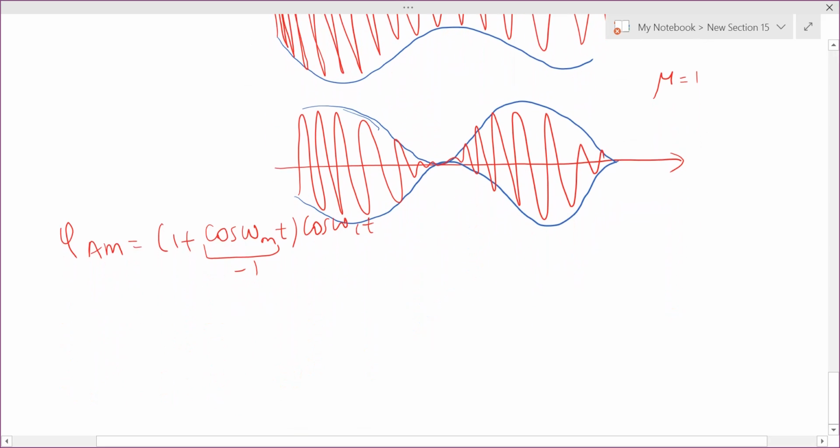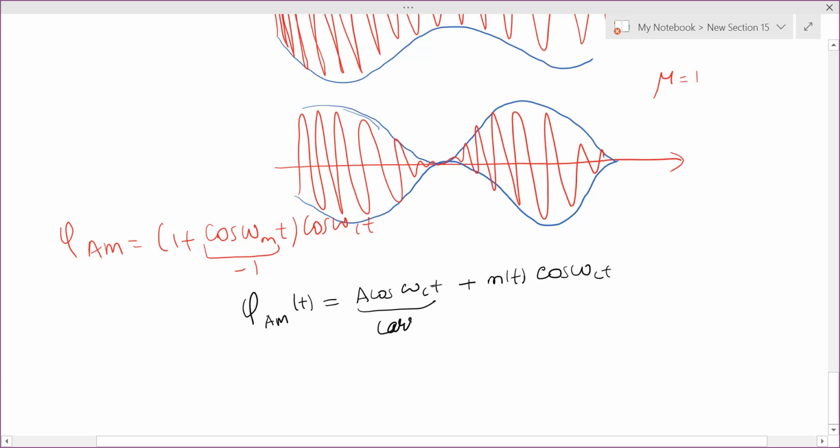So one of the important factors we have to take care of is how much is the carrier power and how much is the power in sidebands. What does that mean? Suppose if you see this phi am of t, it is equal to a cos omega ct plus m of t cos omega ct. So this part is the carrier part and this part is the sidebands.